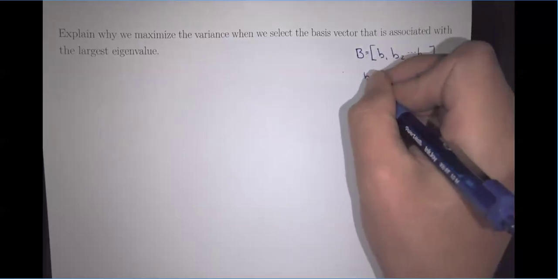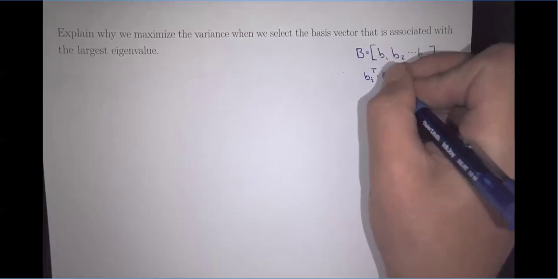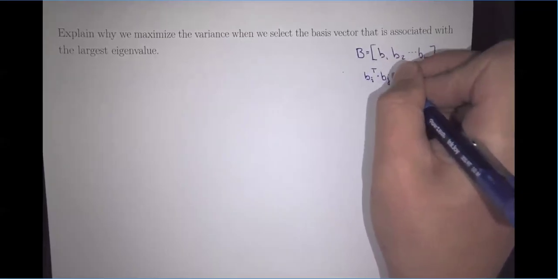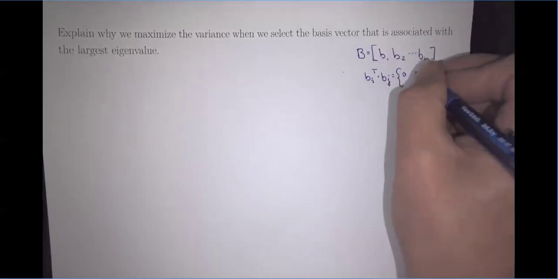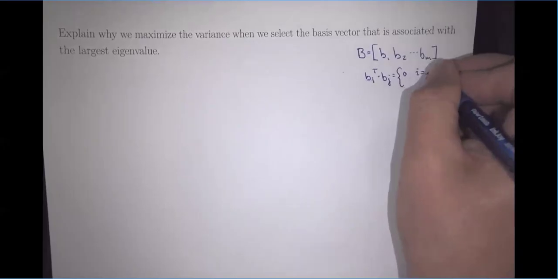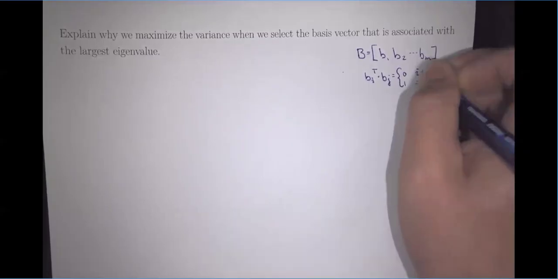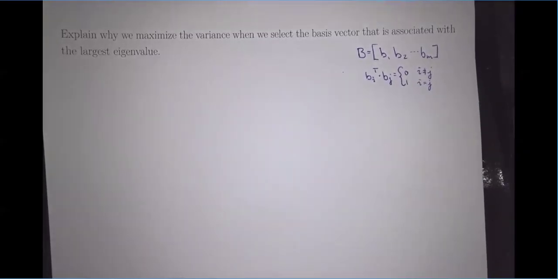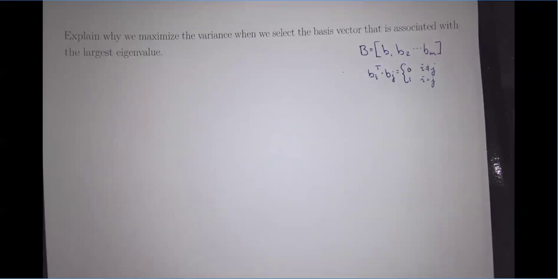where Bi transpose dot Bj is 0 when i is different from j, and 1 otherwise. Now we've assumed here that all of our data has mean 0, so the data is centered.